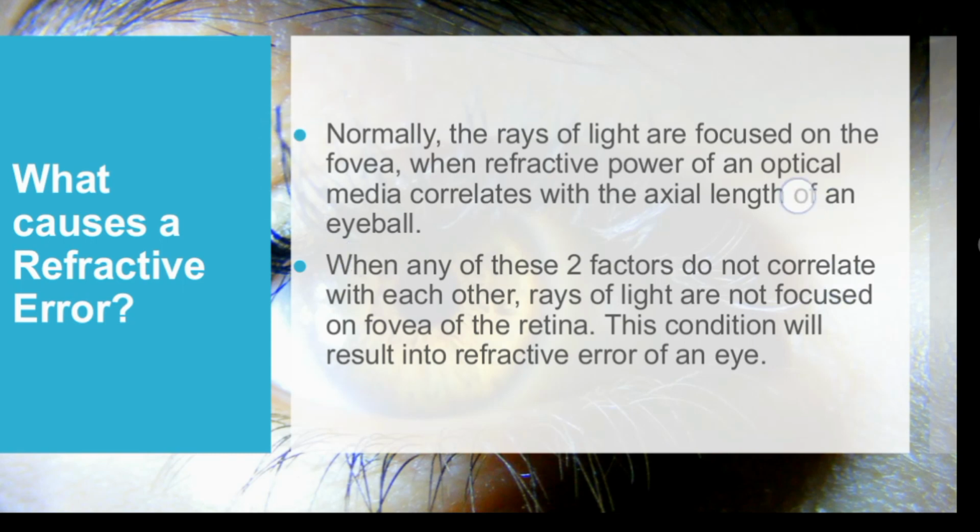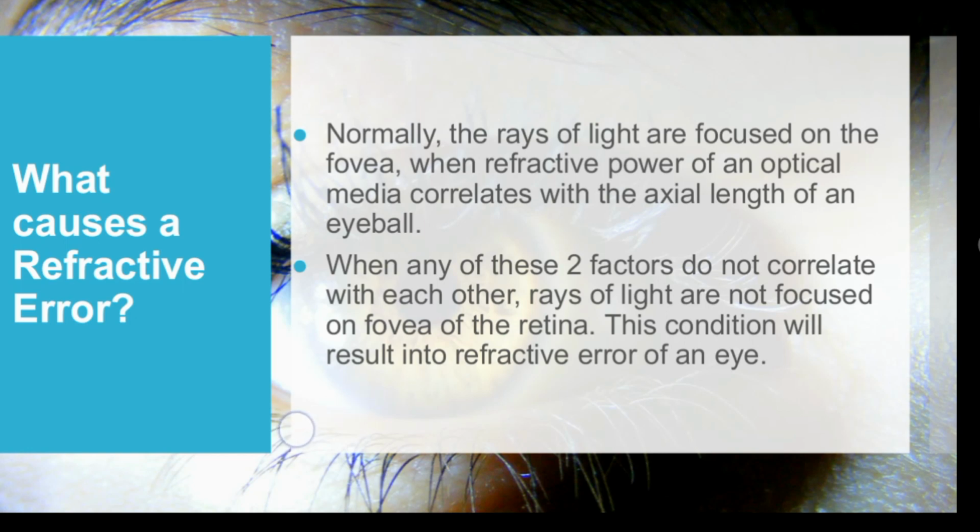So when the power of the eye is normal, the axial length is normal, and the rays are focusing exactly on the fovea, that is the normal condition, and we say this is the emmetropic state, right? The patient has a visual acuity on the Snellen chart of 6 by 6. But what are the causes of refractive error? How does a patient turn from the emmetropic to the ametropic state?